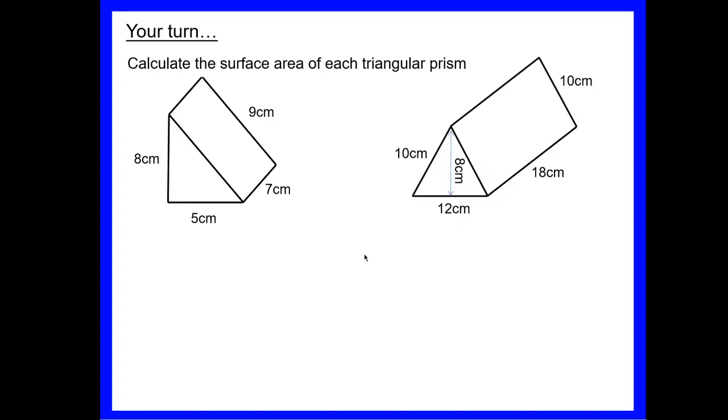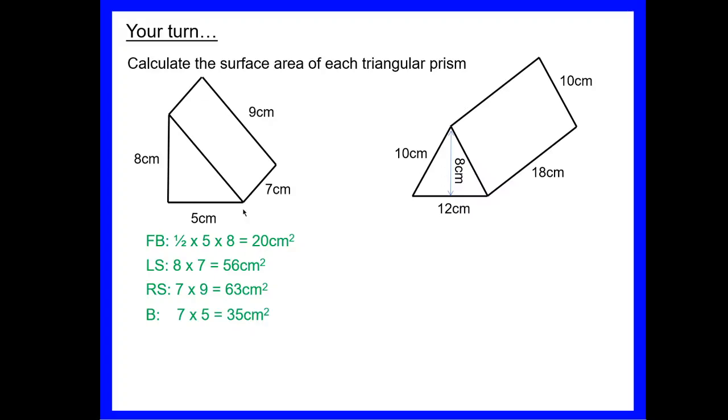Okay, so let's have a look at the first one then. So starting with the front and the back. So the front and the back are both triangles, so half the base times the height. Okay, there's our base, there's our perpendicular height, and we get 20 centimeters squared for each of those. Our left side, we have got 8 by 7, so it's 8 down here by 7 going back that way, it's 56 centimeters squared. The right side is this sloping one here, so that's 7 by 9, which is 63 centimeters squared. And then we've got our base at the bottom, which is 7 by 5, 35 centimeters squared.